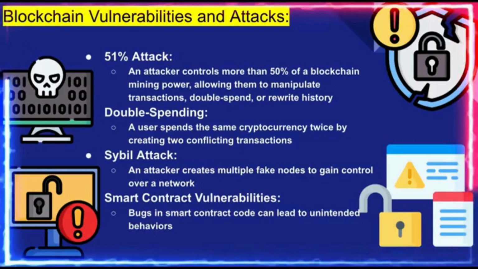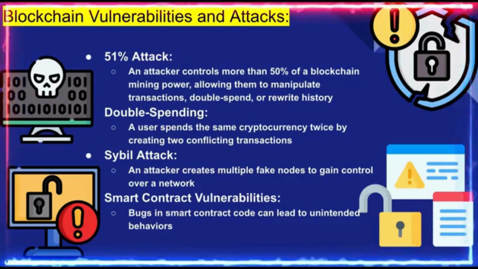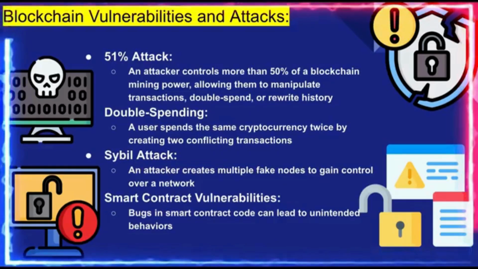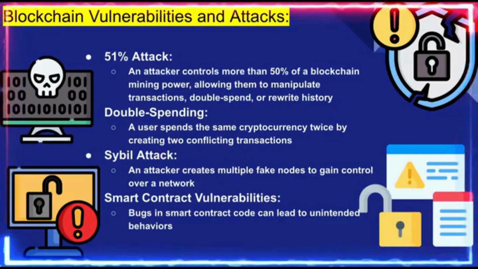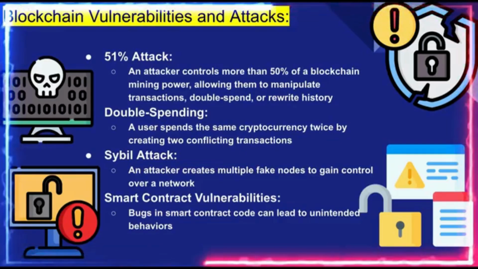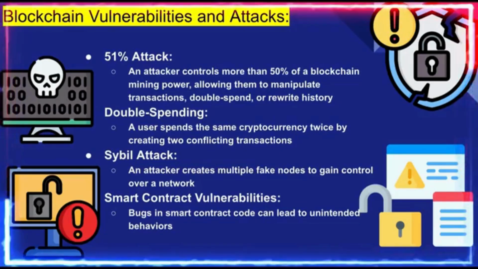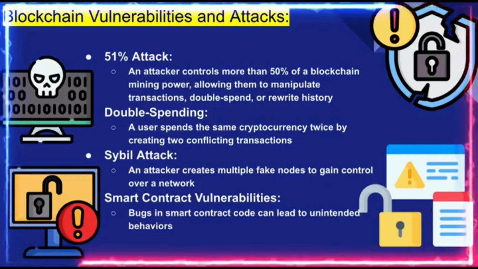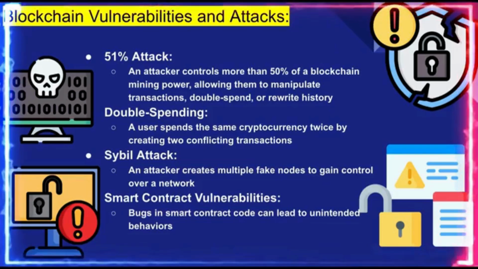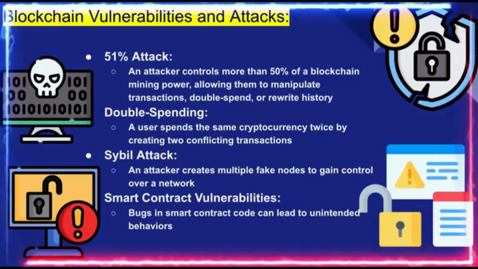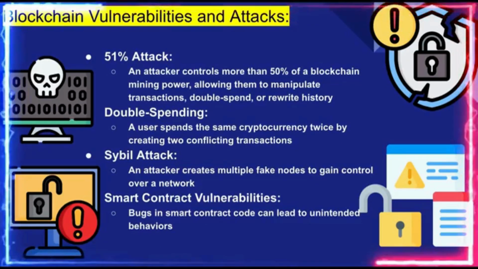Sybil attack. An attacker creates multiple fake nodes to gain control over a network. This undermines decentralized consensus. Smart contract vulnerabilities. Bugs in smart contract code can lead to unintended behaviors. The DAO hack in Ethereum is a famous example, where an attacker drained a significant amount of Ether by exploiting a vulnerability.